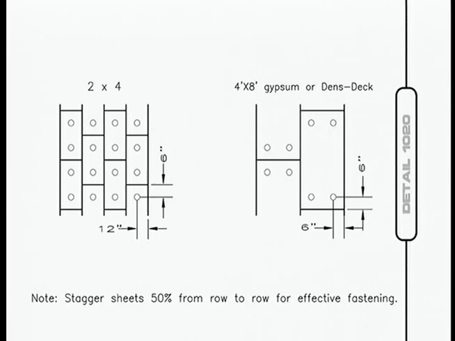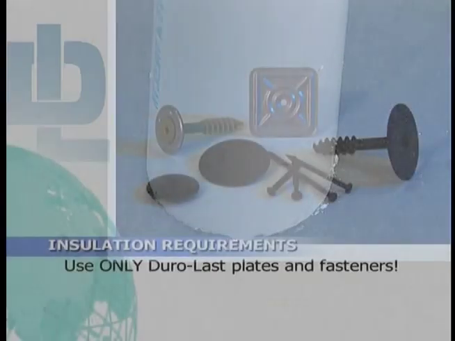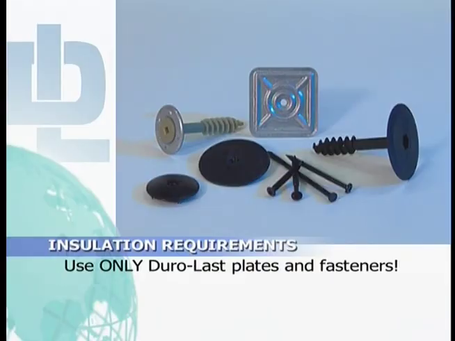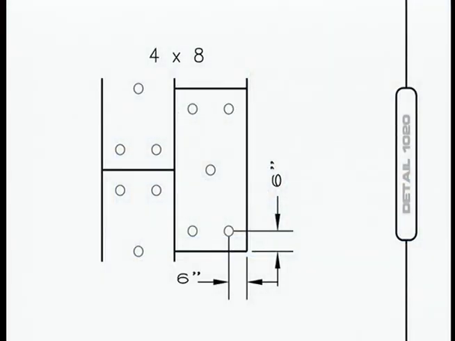Stagger boards 50% from row to row. Neatly trim and fit all boards to the roof deck and its penetrations. Gaps must not exceed 1/4 inch. Only Duro-Last plates and fasteners are approved for attaching insulation. Install a minimum of 5 fasteners and distribution plates into each 4-foot by 8-foot insulation board. More fasteners and plates may be needed if a wind specification is indicated for the roof. Contact the Duro-Last Engineering Services Department to confirm this detail for your wind specification.